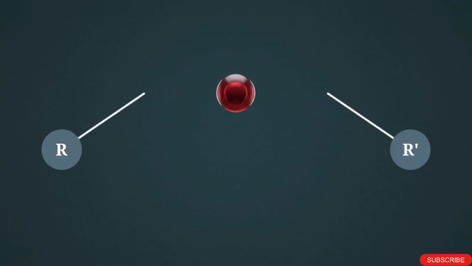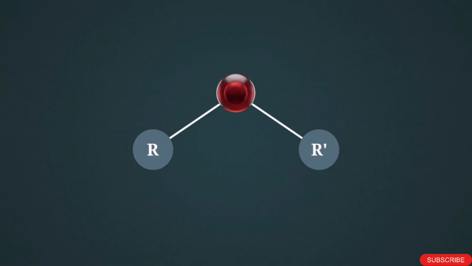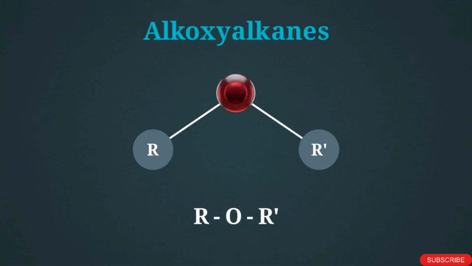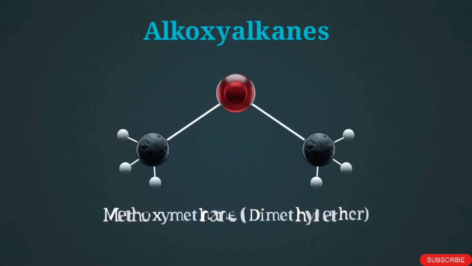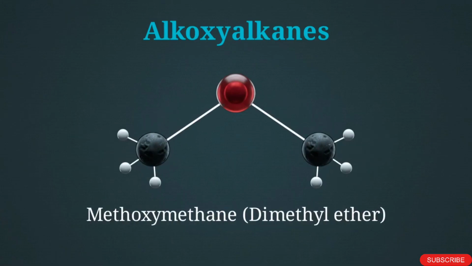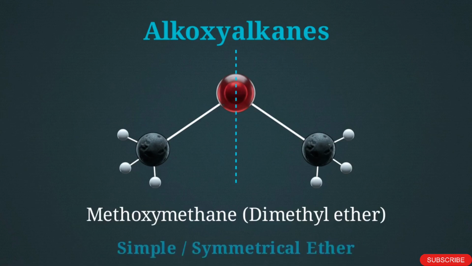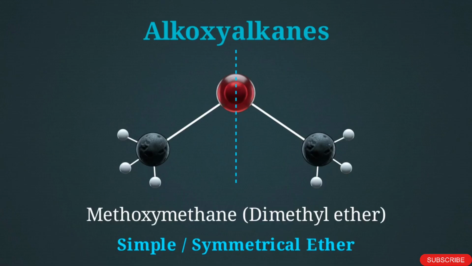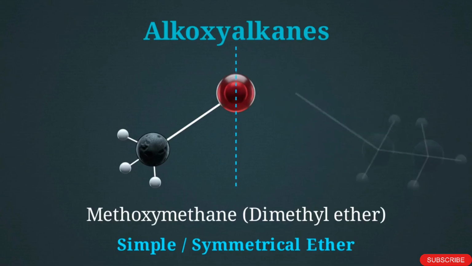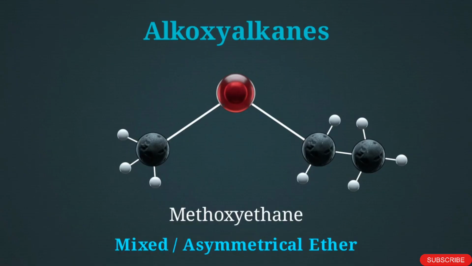At its core, an ether is an oxygen atom acting as a bridge between two alkyl or aryl groups. Chemists refer to this general framework as the R-O-R structure. Under the formal IUPAC system, we name these compounds as alkoxyalkanes. For example, if we attach a methyl group to both sides of the oxygen bridge, we get methoxymethane, commonly known as dimethyl ether. If the groups on either side of the bridge are identical, it's a simple or symmetrical ether. But if we swap one of those out for an ethyl group, we create methoxyethane. This asymmetry makes it a mixed ether.